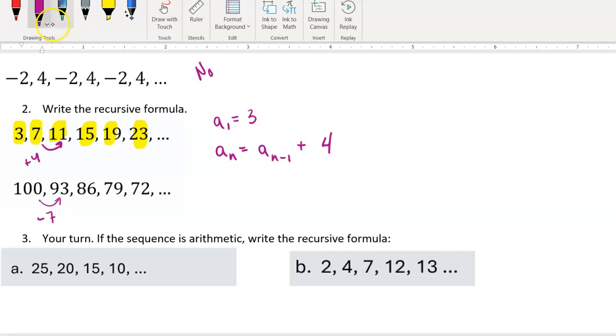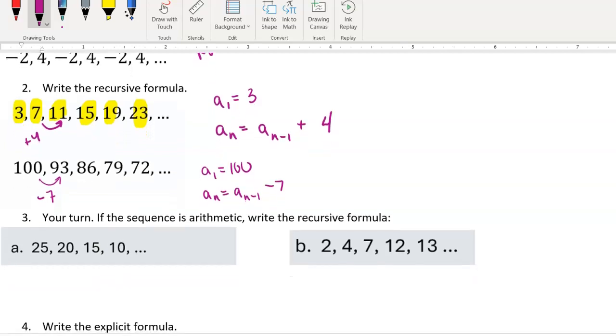So when you do this one, we would start with your first term. The first term is 100. To find the next term, we would take that previous term, and then we could say plus a negative 7 or minus 7. I would accept either as your answer. That's your recursive formula.